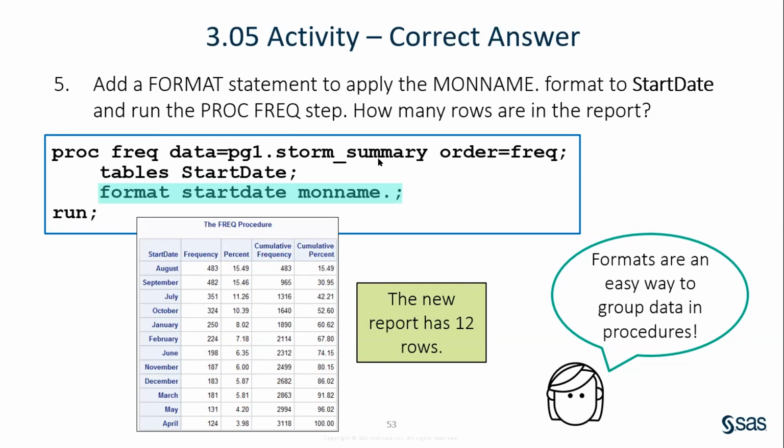The question is: how many rows are in the report? Correct. In the report means this report which you see in your result window. Got it. So formats are an easy way to group data in procedures. That's why I said your detailed data got condensed. So it got grouped. All your discrete data values, where you have data for every individual day, have now been grouped into their month. Got it?